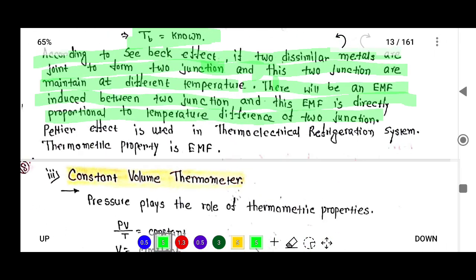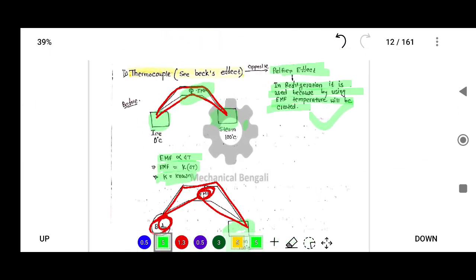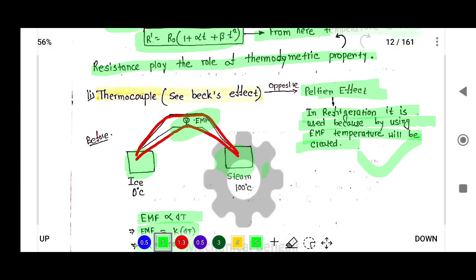So the Peltier effect is used in thermoelectric refrigeration systems. The thermometric property here is EMF. So this is all about the thermocouple, or Seebeck effect.